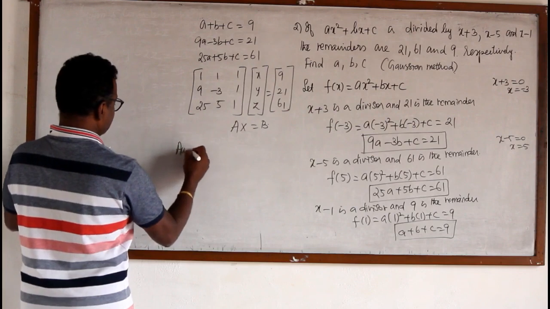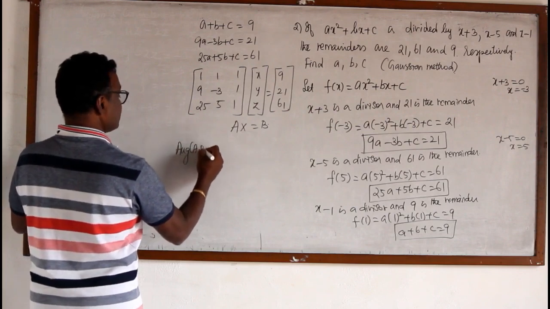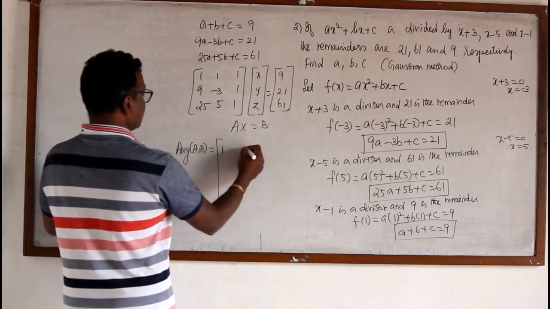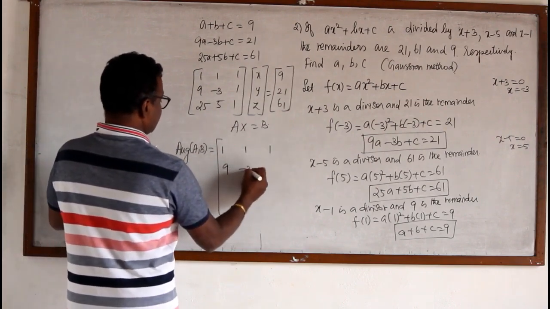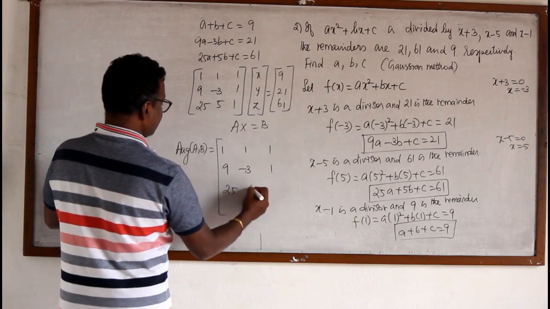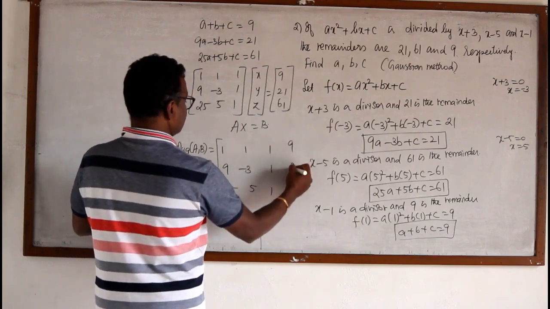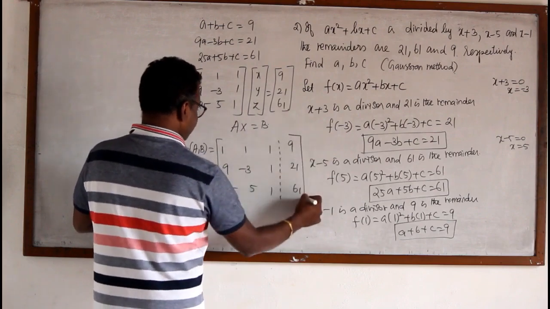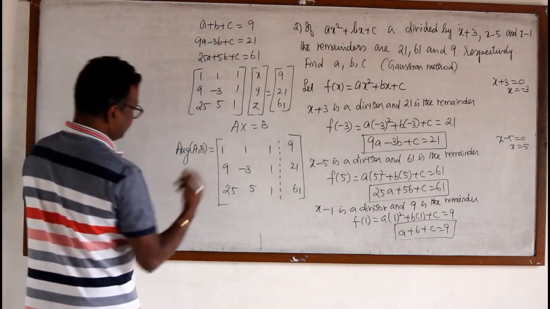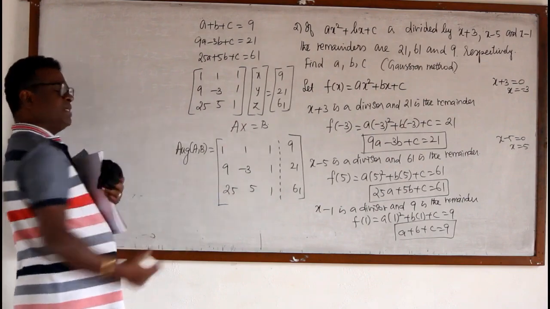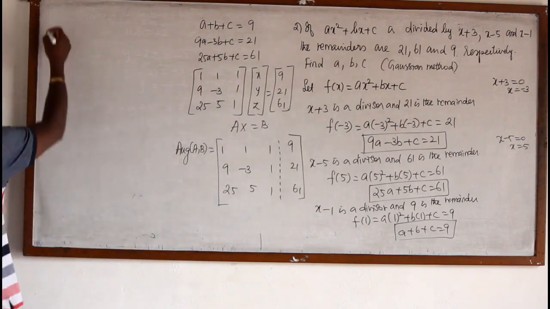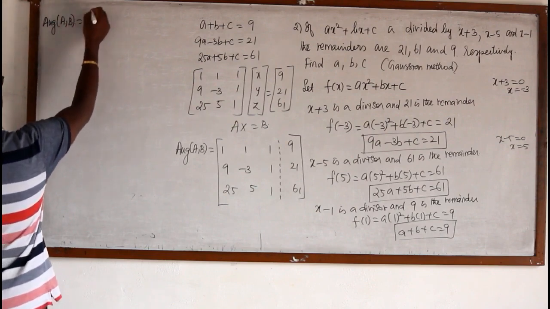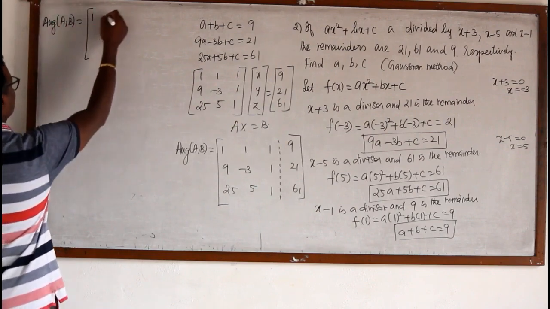Now can I write augmented AB? Because I have to solve by Gaussian method. It is 1, 1, 1, 9, minus 3, 1, 25, 5, 1, and 9, 21, 61 is our B matrix. So this is augmented AB. But we shall take this one as a single matrix and we shall try to find the rank of that matrix. Augmented AB equal to, first row first element is 1.